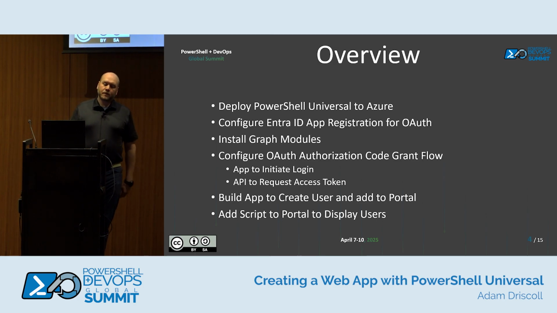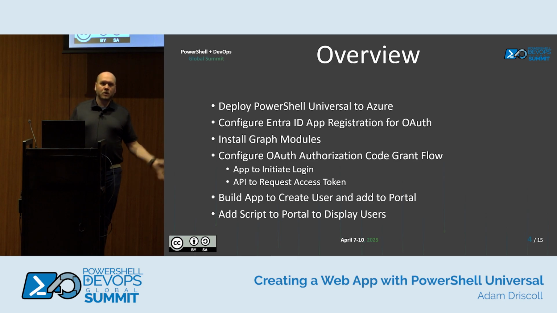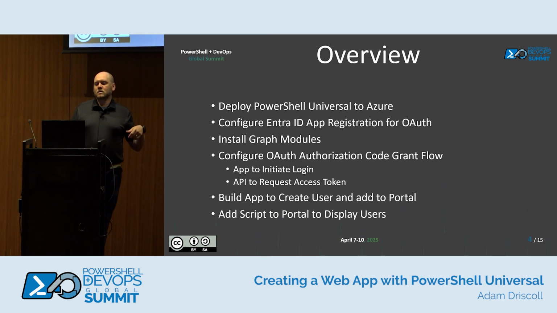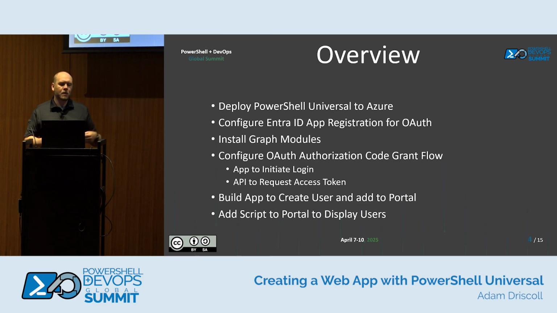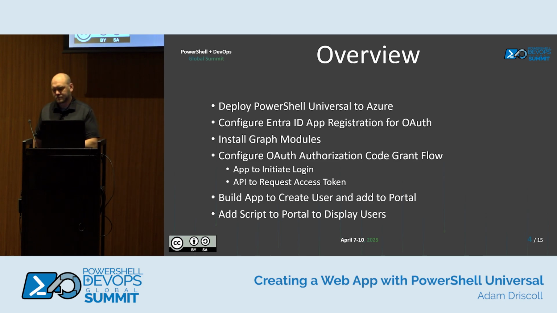that is. But effectively, we'll have what we call an app inside PowerShell Universal to initiate that login. It'll go over to Entra, we'll do the login, and it'll call back into PowerShell Universal. Once we have that authorization code, we'll be able to build an app to create a user inside PowerShell Universal and add it to the PowerShell Universal portal. And then I'll also add a script to the portal to display the users after we create them.